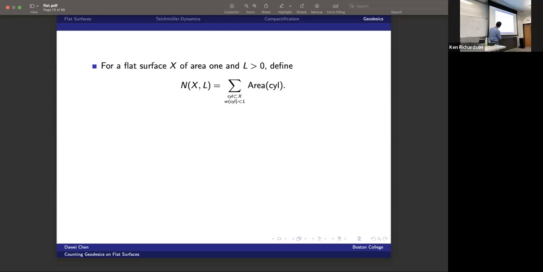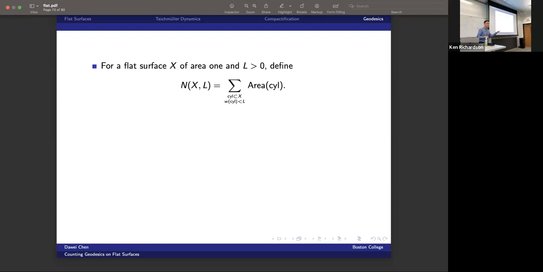And this number N: suppose I have a flat surface X, and I do a similar counting. I fix a length parameter L. I want to count this sum over all possible cylinders, CYL stands for cylinder, in the flat surface, where the circumference of the cylinder is bounded above by L.